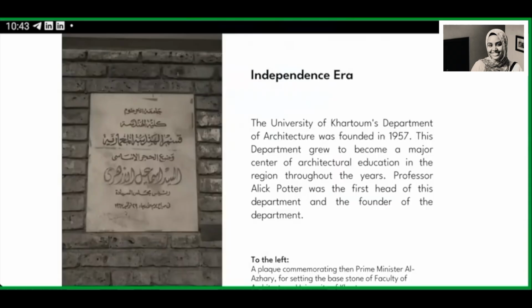So Professor Alec did not only found the Department of Architecture, but he was also a pioneer of modern architecture here in Sudan, among other Sudanese and foreign architects. So this department that he created became a major center for architectural education in the region throughout the years, and was the start of Islamic architecture here in Sudan.